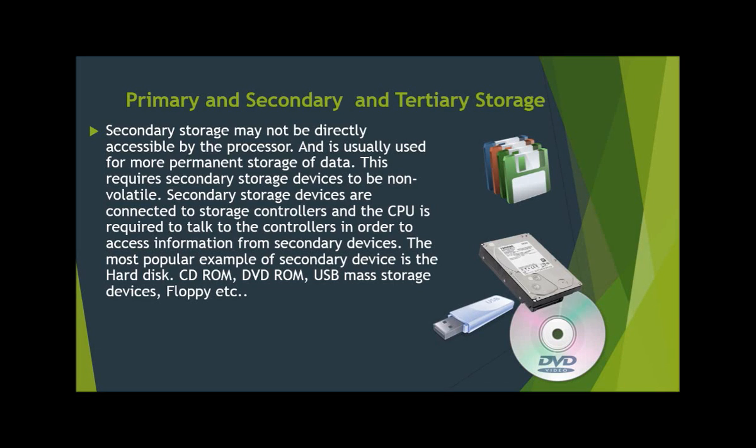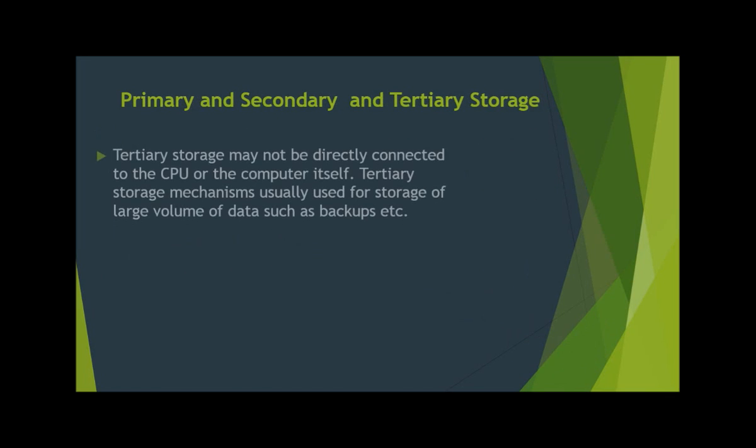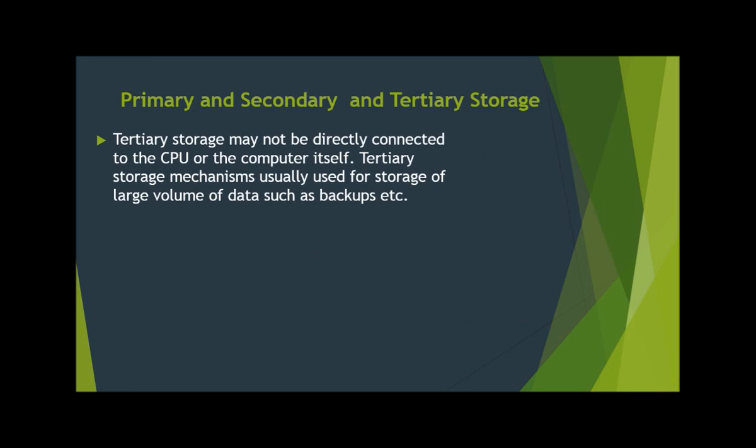The most popular example of a secondary device is the hard disk. CD-ROM, DVD-ROM, USB mass storage devices, floppy etc. also fall in this category. Secondary storage devices are also called mass storage devices since the capacity of these devices is comparatively large. In contrast to primary and secondary storage, tertiary storage may not be directly connected to the CPU or the computer itself. Tertiary storage mechanisms are usually used for storage of large volumes of data such as backups, etc.